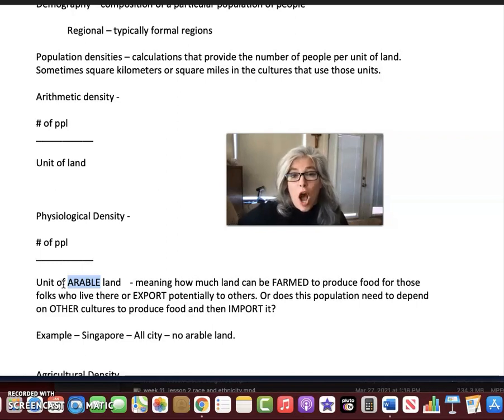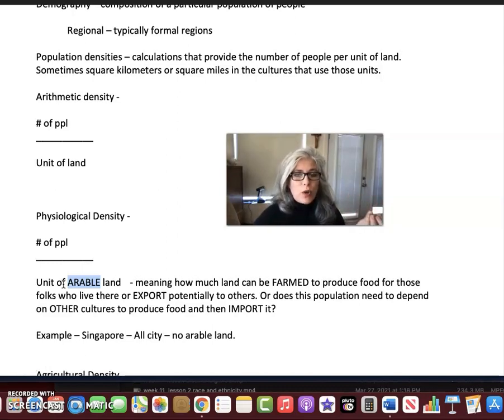It's more of an option for a population the more arable land that is available. So the export, the import, the economic geography of a place, you can make some educated assumptions, some educated guesses about the economic participation, farming of a particular location based on the physiological density.